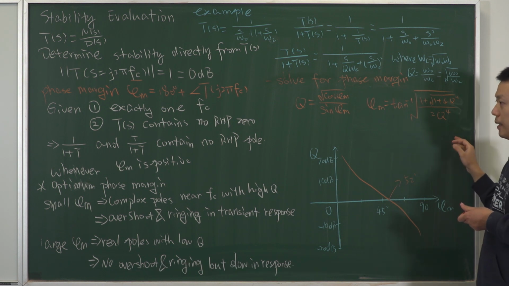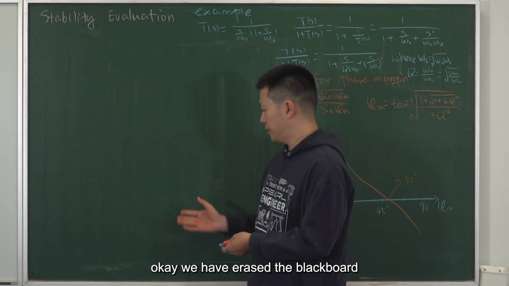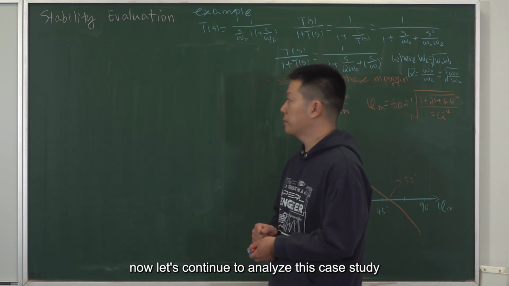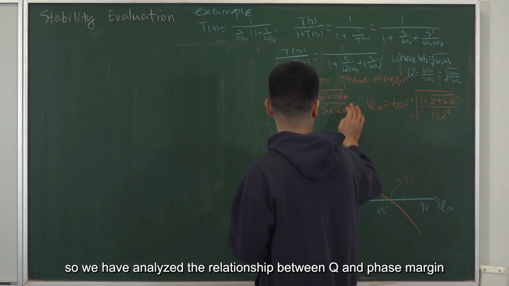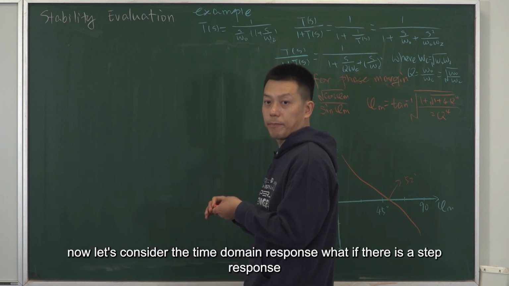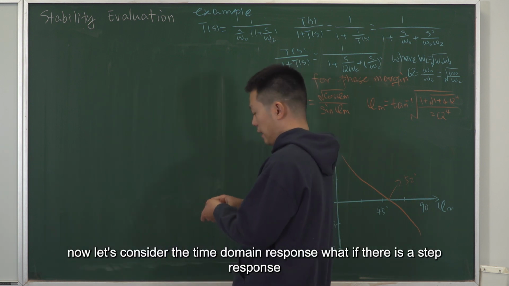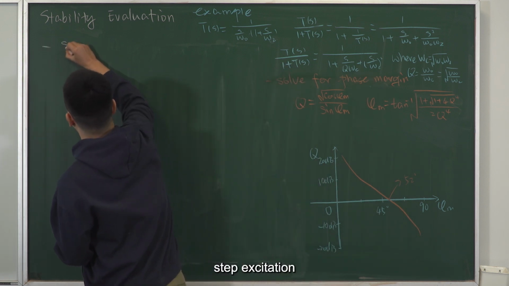Okay. Now let's erase the blackboard. Okay, we have erased the blackboard. Now let's continue to analyze this case study. So we have analyzed the relationship between Q and the phase margin. Now let's consider the time domain response. What if there is a step response, step excitation?